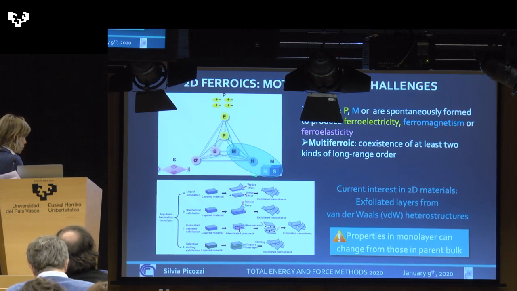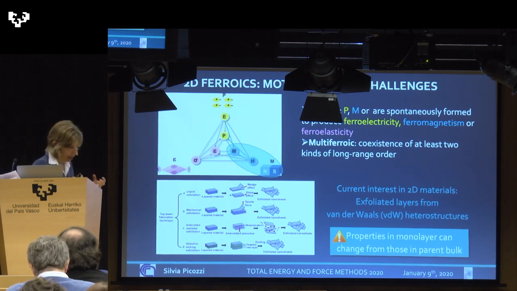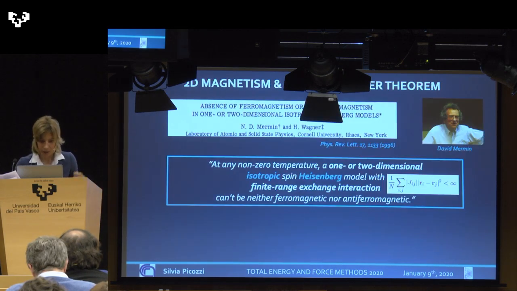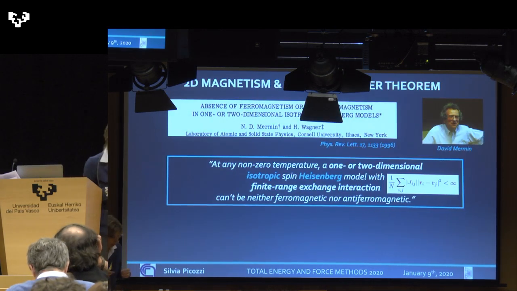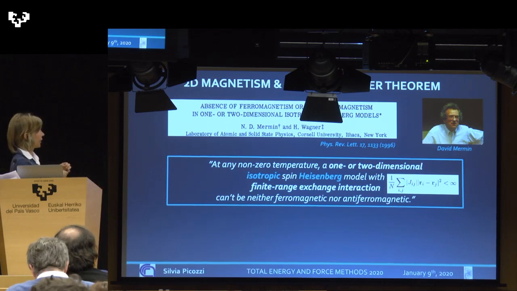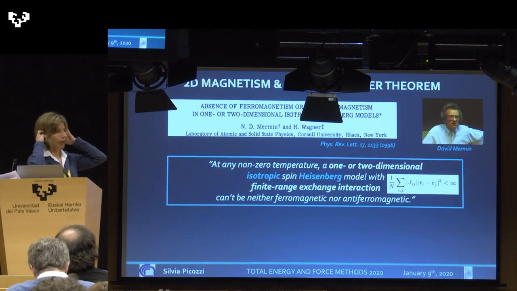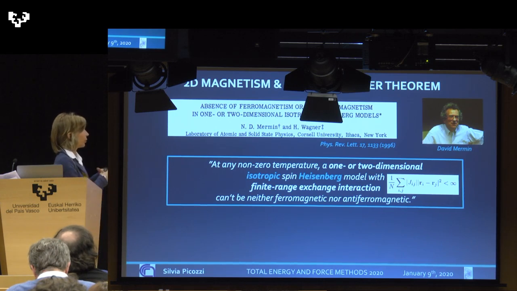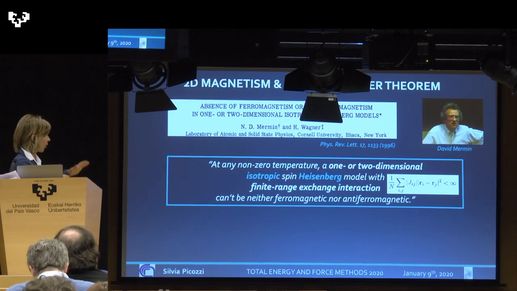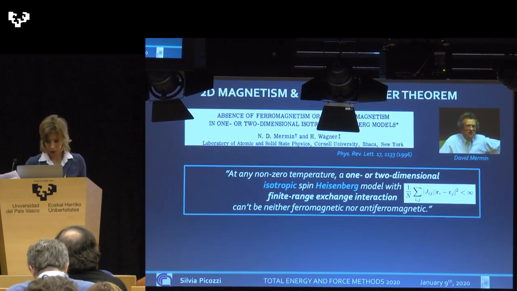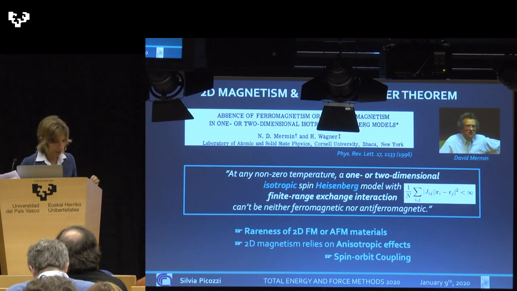I'll focus on this part of the ferroics, so I'll basically tackle two-dimensional magnets. And when we think about two-dimensional magnets, the first thing that comes to mind is probably the Mermin-Wagner theorem. So you cannot order a two-dimensional material if you have isotropic spins. If you have an isotropic spin Heisenberg model, there cannot be any long-range order. So it's very important to have some sort of anisotropy, right?